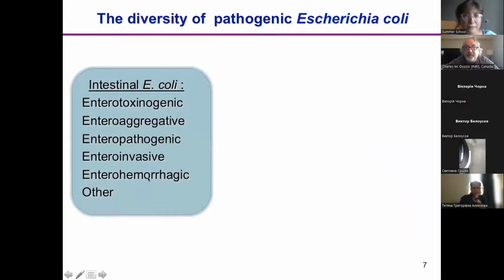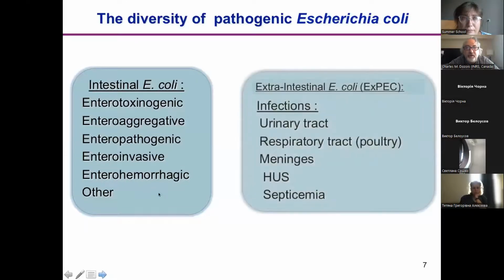And so that would be the intestinal E. coli. And another group of these intestinal E. coli that we know more of in the more developed countries are the enterohemorrhagic E. coli, like E. coli O157. And so similar types of E. coli that can be associated with other infections of the gut.